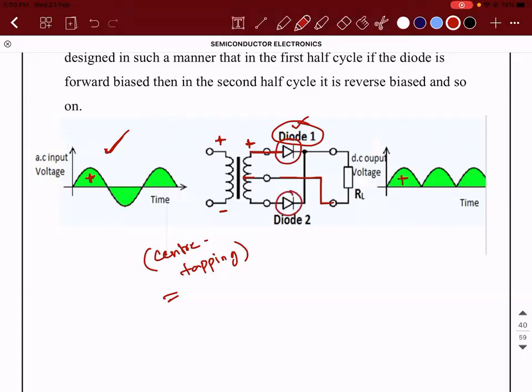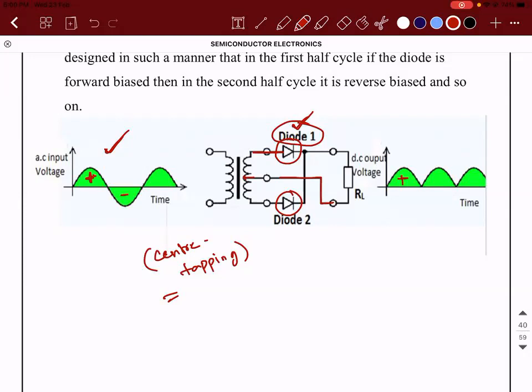But what is happening to diode 2? Diode 2 being under reverse bias condition, it behaves like an insulator. So the positive half of the cycle is rectified by whom? By diode 1. Now, if I take the second, that is the negative half.